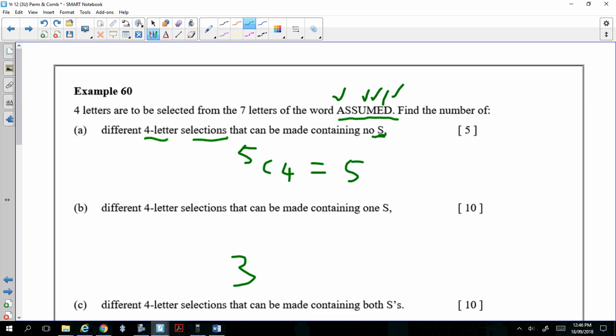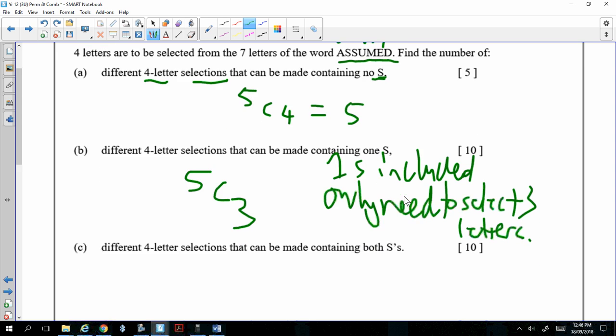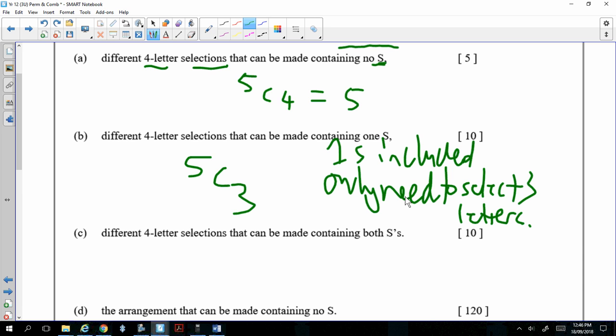What if you have contained both S's? That means 2 S's are selected. You have to select 2 letters, right? Because 2 S's are already selected. So therefore, you only select 2 other ones.